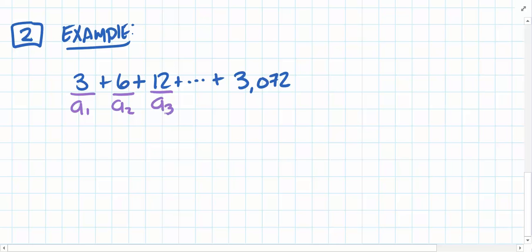So the very first term that I have here is equal to what? 3. What's my common ratio? My common ratio is 2. What's the only thing that I don't know? I don't know the number of terms in this case, right? Do I need the number of terms in this case?